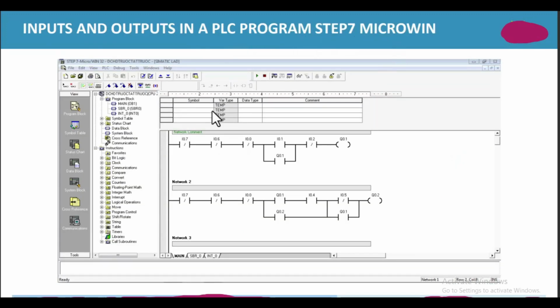Inputs and outputs in a PLC program. Step 7 MicroWin, this is the Siemens PLC software. Input is represented with I, and the output is represented with Q. Q0.1, Q0.2 are the outputs. I0.7 and these are the normally closed inputs, I0.6, I0.0. These are all inputs, I0.1, I0.2, and this is the contact of the output Q0.1. This is again the contact of the output Q0.2.